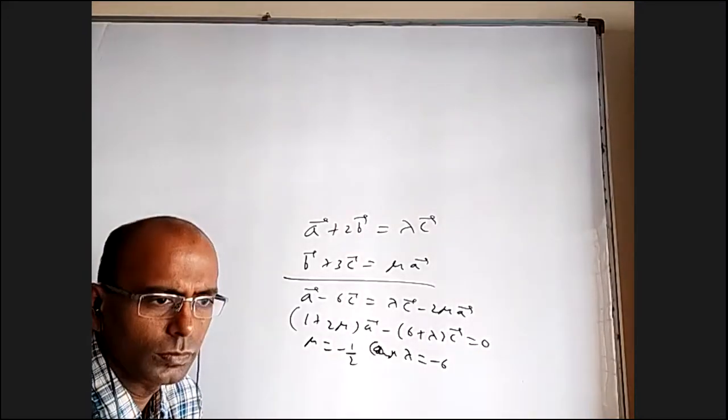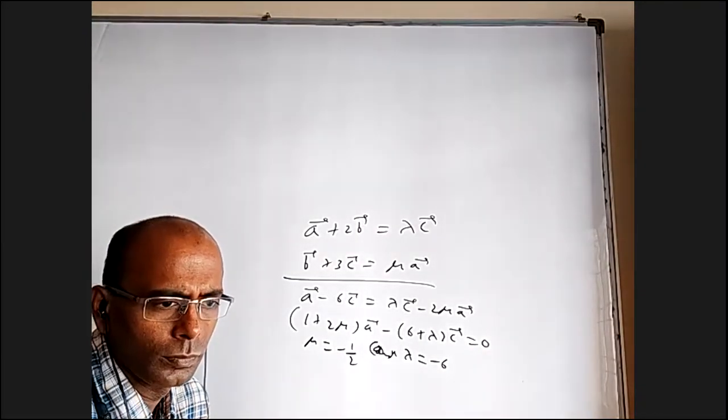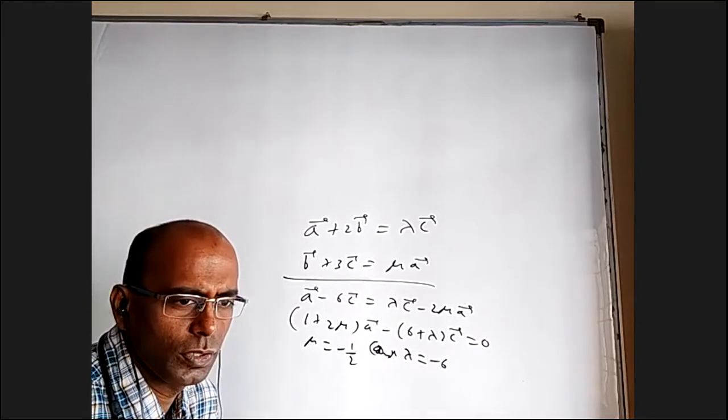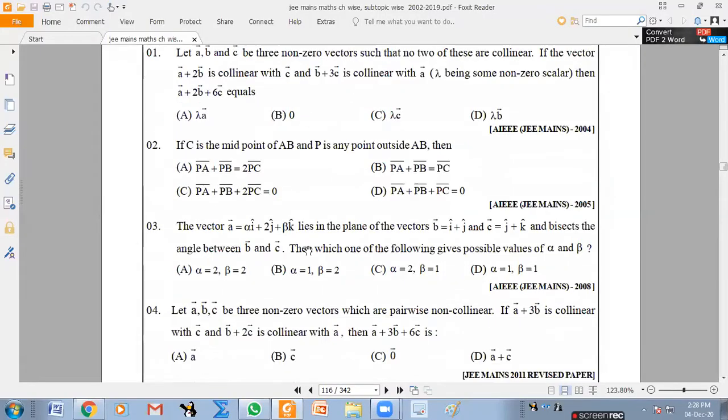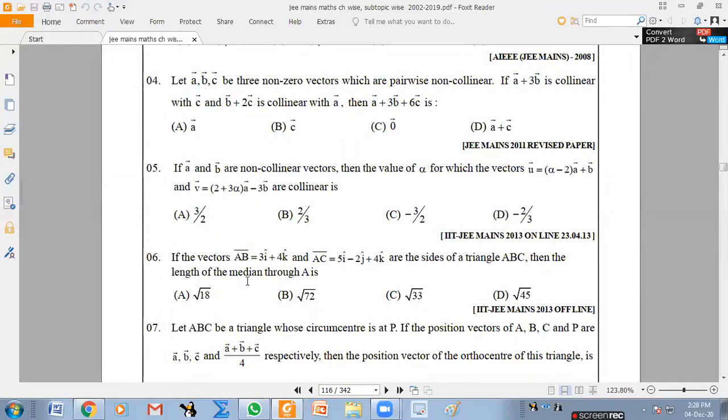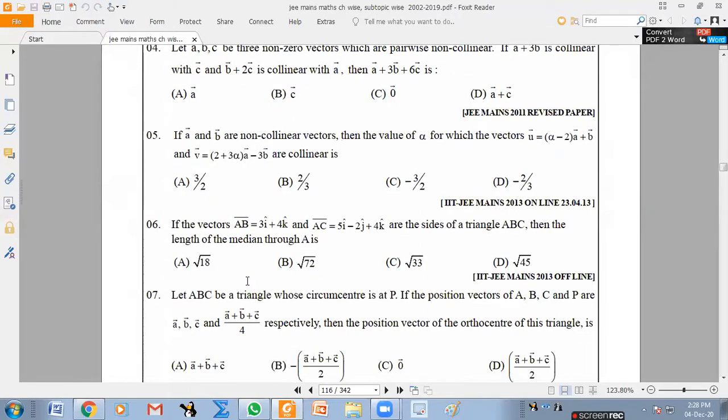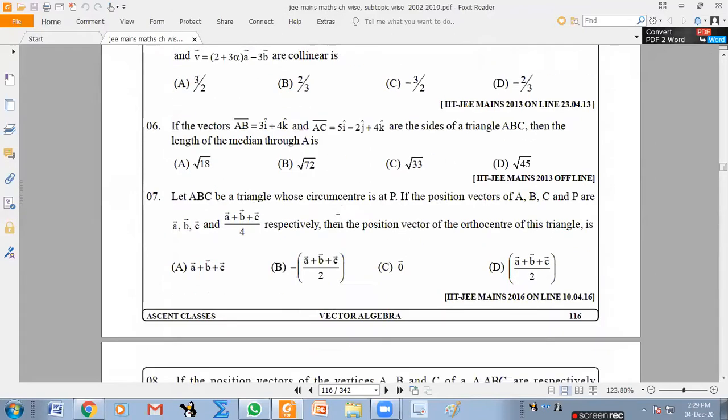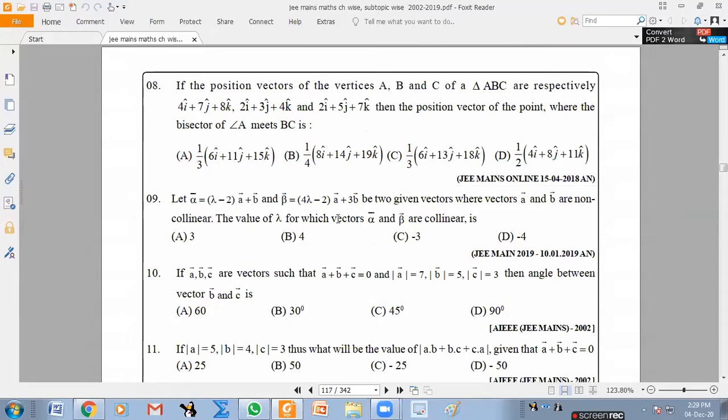Is it okay? Very first question? It is about just collinearity only. Up to 4, anything else? 4 is almost same as the first one. I should have kept it next to it. Up to 7, any doubt? Up to 11?